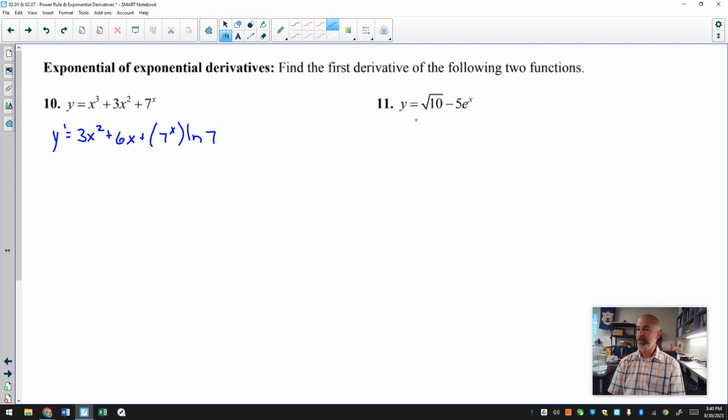And then for 11, same thing. We have the square root of 10 minus 5 times e to the x. And one thing you have to be careful with is 10 is not a variable. That is a constant. The square root of 10 is a number. So when you differentiate the square root of 10, that will just become 0.